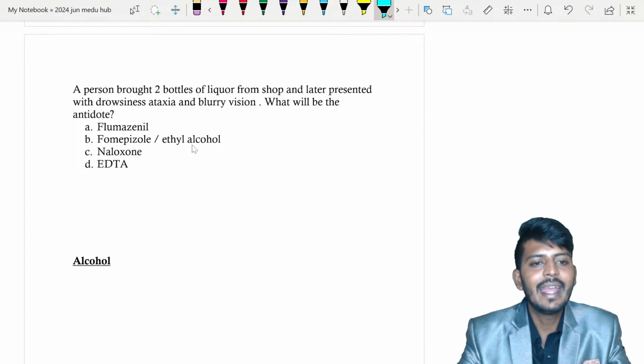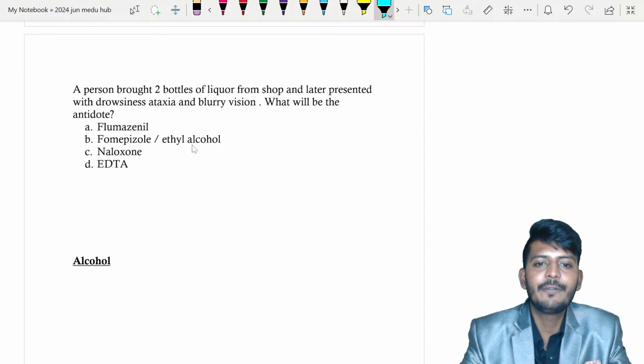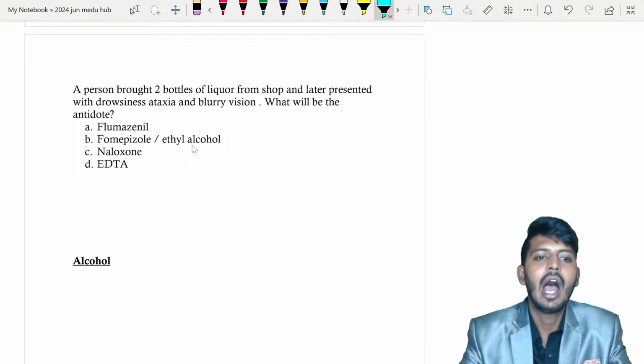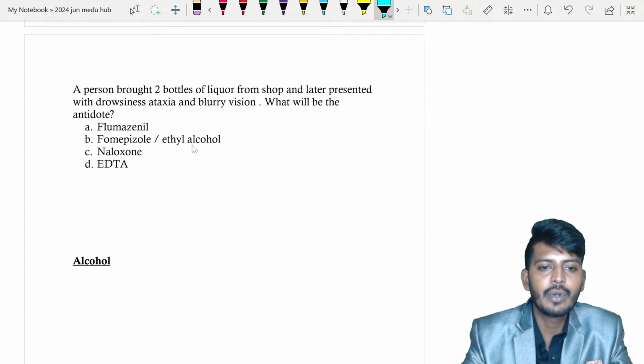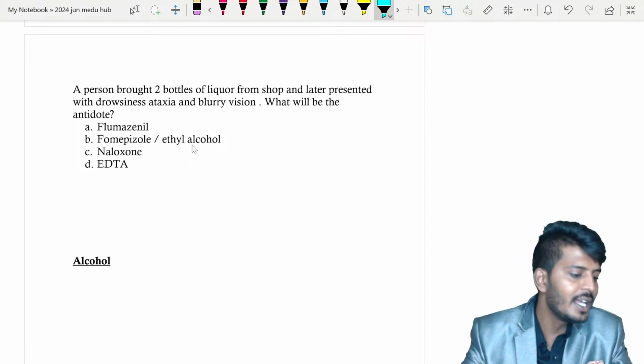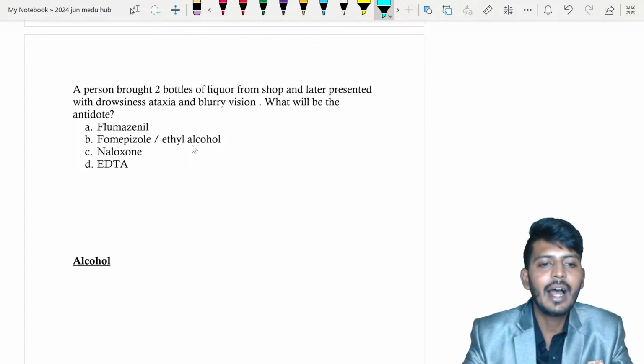A person brought 2 bottles of liquor from the shop and later presented with drowsiness, ataxia, and blurry vision. What will be the antidote? Options: A is flumazenil. Option B is fomepizole and ethyl alcohol. Option C is naloxone. Option D is EDTA. And here also there is a possibility that many students make a mistake.